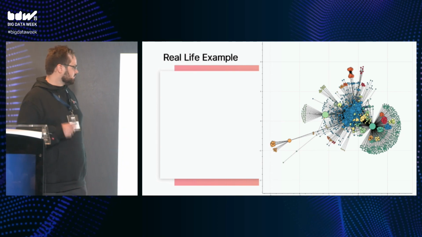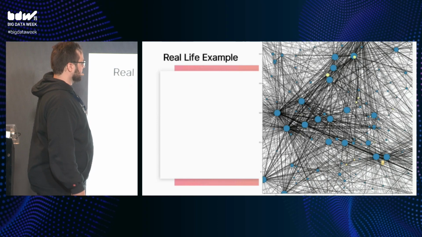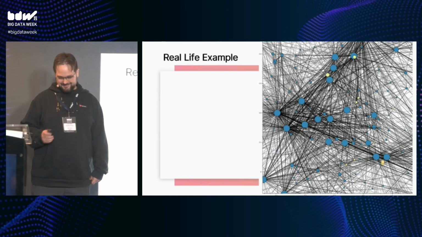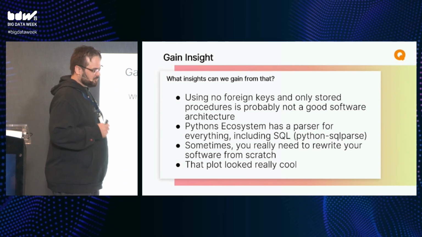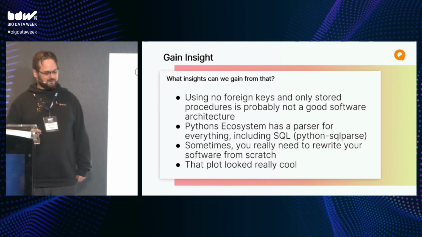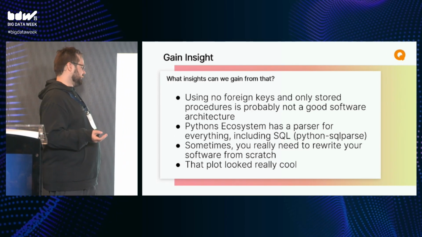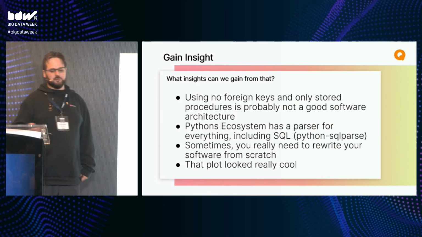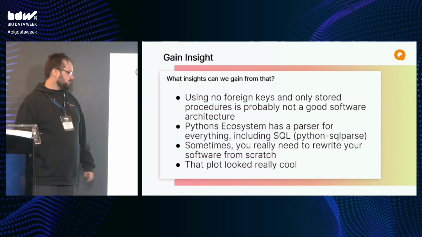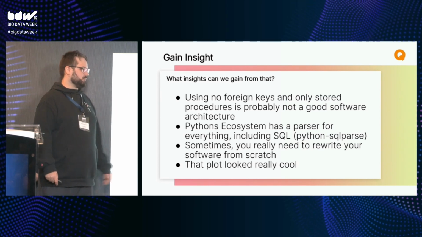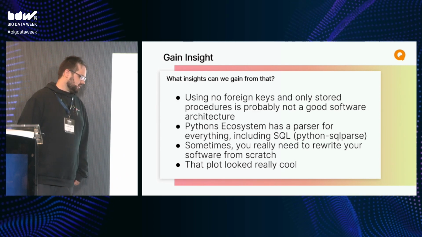Now we can zoom in a little, and this was done using bokeh as well. Okay, so using no foreign keys and only stored procedures is probably not good software architecture. I wouldn't recommend it. But the point I want to make is the Python ecosystem has a parser for literally anything you can think of. You don't need to write your own parser to get your data into pandas. I could just insert Python SQL parse in this case, and parse some random SQL stored procedures, and I didn't have to do any work, which is always nice.